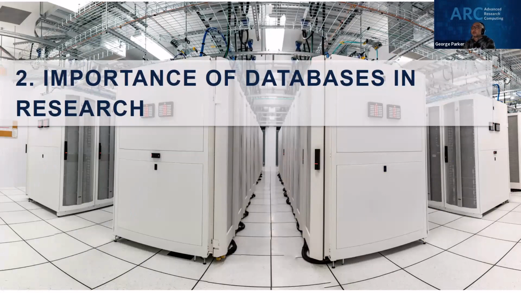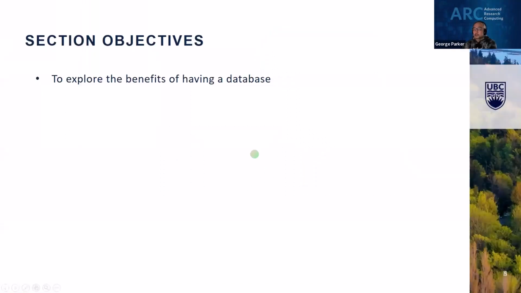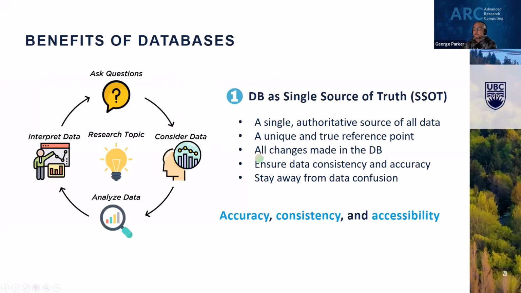Okay, section 2, the importance of databases. The objective is straightforward: the benefits of having a database. This is an example of a research cycle. Normally, you will start by formulating a research question, and then you will consider what data to collect and how to collect your data. Once your data is collected, you will start data analysis. Finally, you will communicate your findings with your audience and answer the initial question.